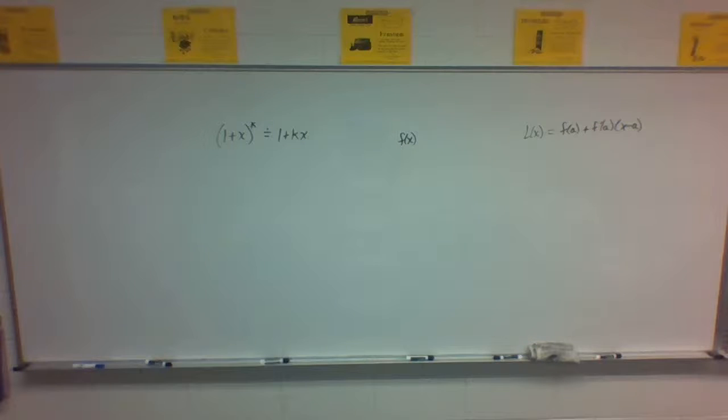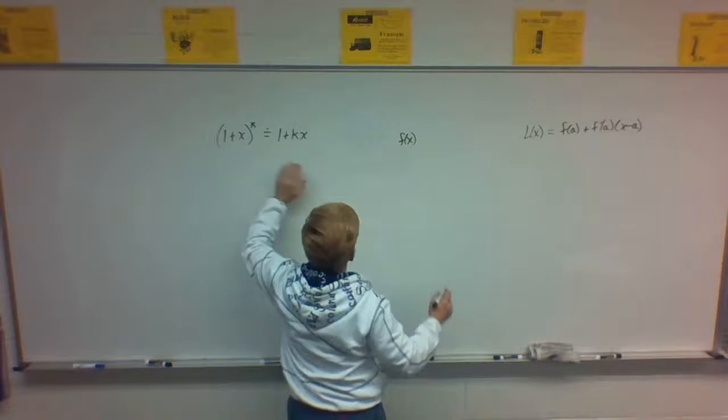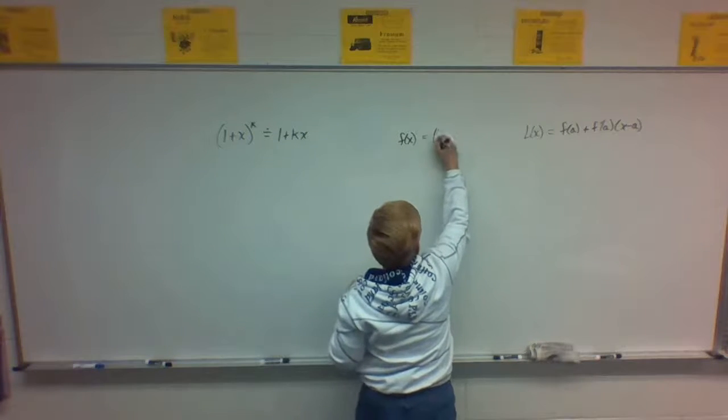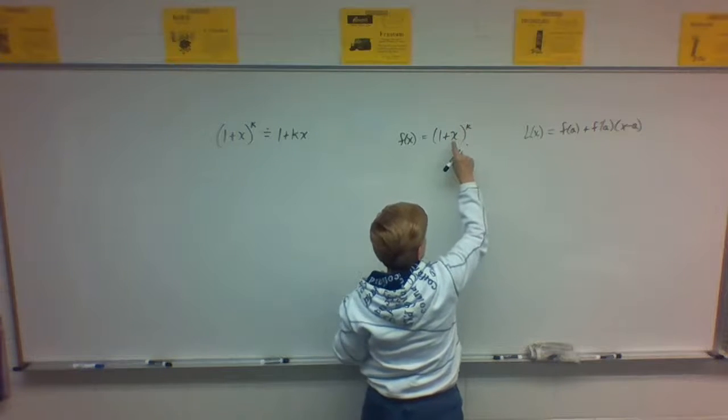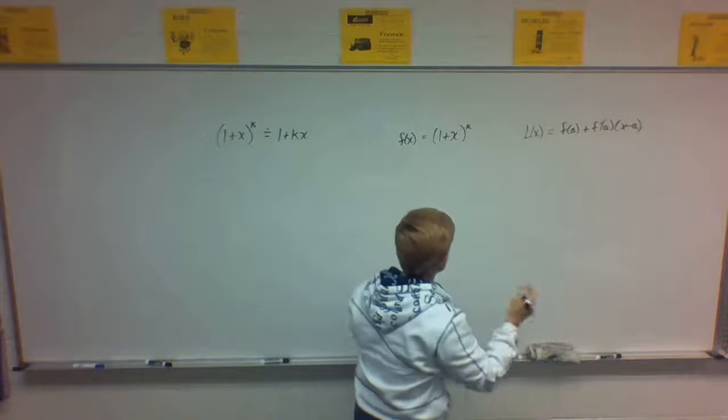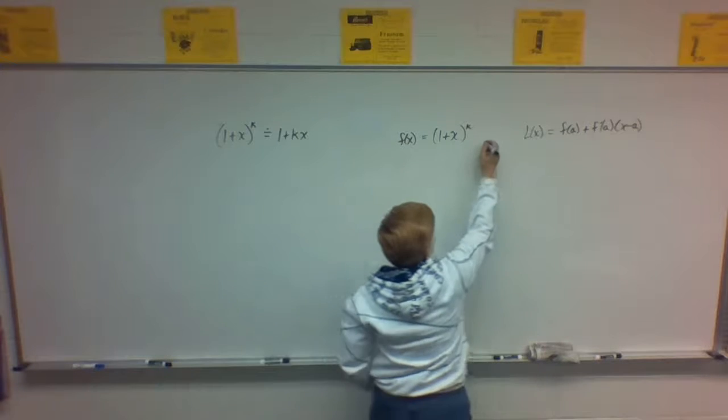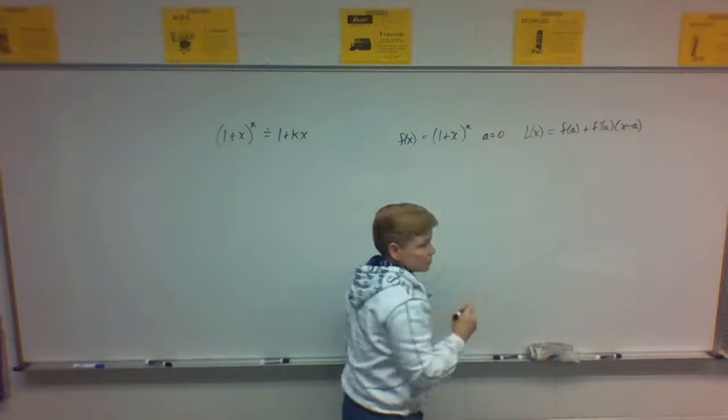We can't let x get far from 0, so we're going to let it be 0 to do our linearization. Okay? So linearize this right here. If f of x is equal to (1 plus x) to the k, this approximation is really good so long as x stays close to 0, which means that a is 0.